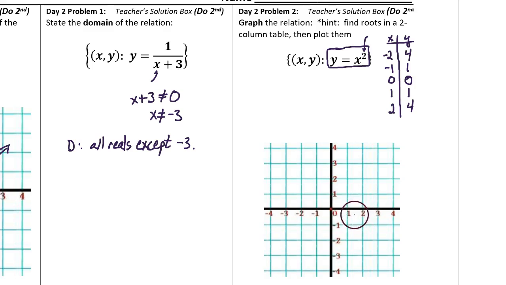Now let's graph the relation. One of the dots is negative 2, positive 4. That's located here. One of the dots is negative 1, positive 1. One of the dots is 0, 0. One of the dots is 1, 1. And one of the dots is 2, 4. Draw a parabola shape through the dots.